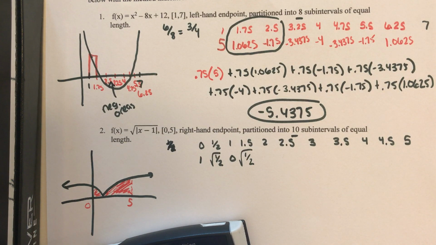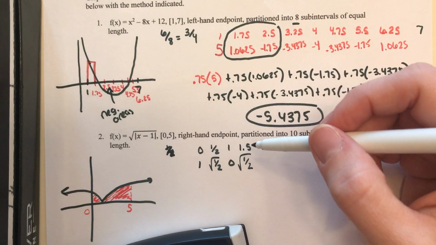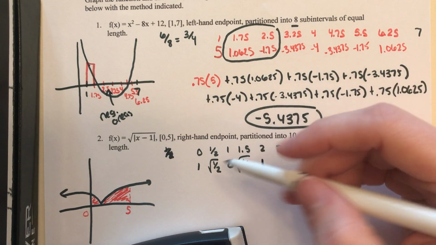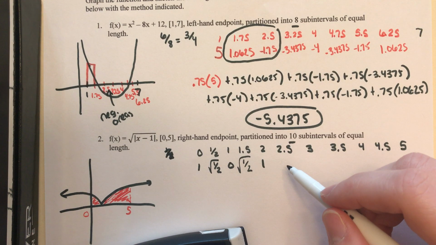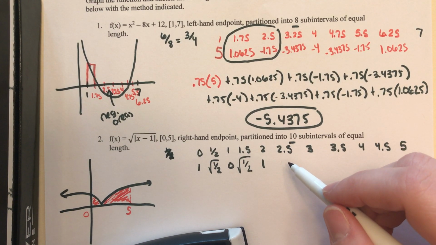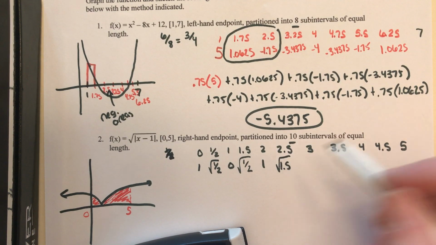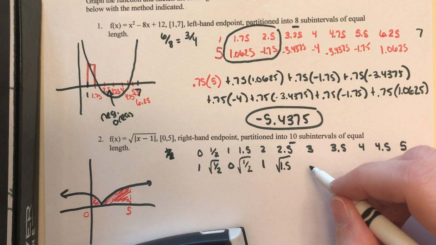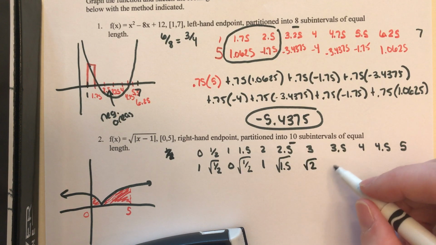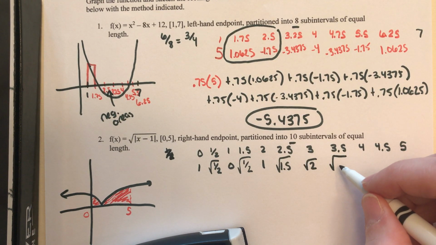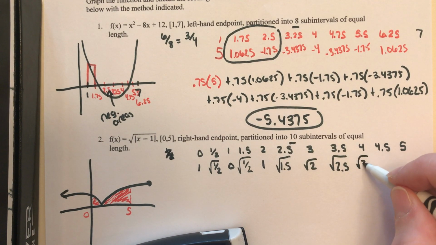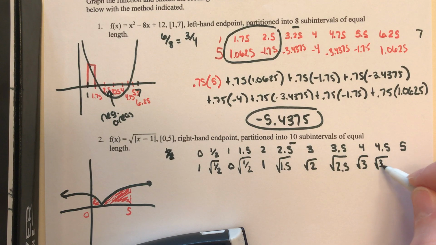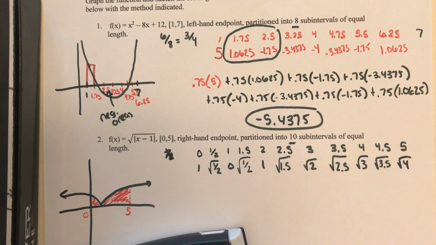Okay, so this one's going to give us 1 again. So some of these are repeats because the graph goes down and then back up again. So next we have the square root of 2.5 minus 1, so the square root of 1.5. I'm just going to write that in. And then over here we have the square root of 2. Over here we have the square root of 3.5 minus 1, so 2.5. The square root of 3, the square root of 3.5, and the square root of 4.